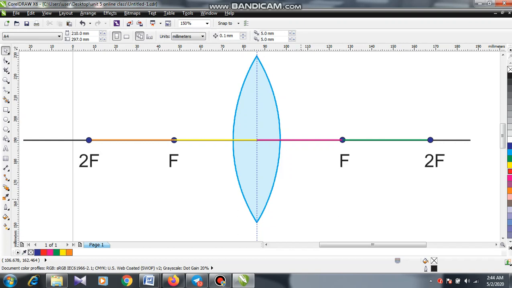In today's discussion, the first video is regarding the positions in convex lens. Look at the diagram. On the right hand side of the convex lens, I have marked 2 points. One F, focal point. From the focal point to the right side, 2F.